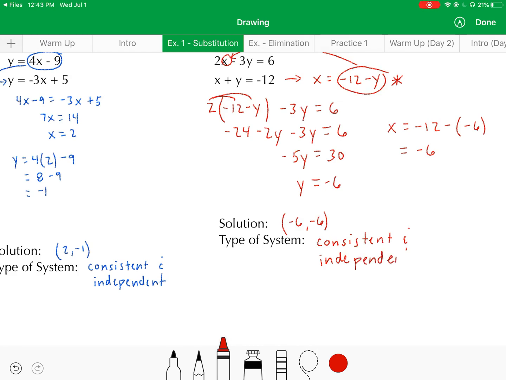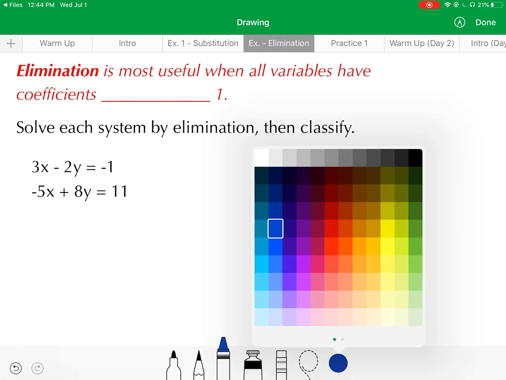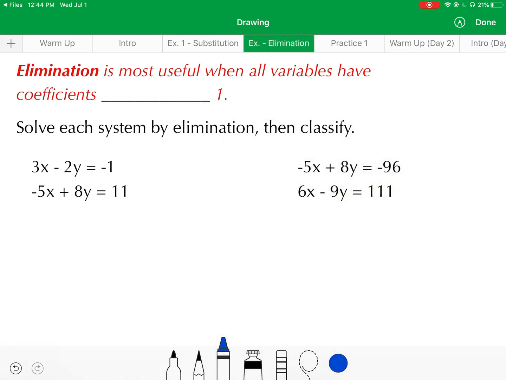All right. Okay, now let's move forward to the method of elimination. Elimination is going to be most useful when all variables have coefficients not equal to 1 in your system. So if none of the variables have a coefficient of 1, elimination is probably your best choice.